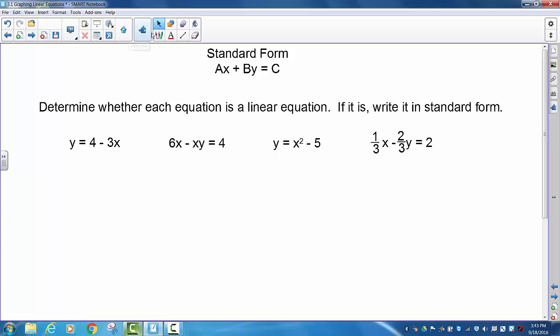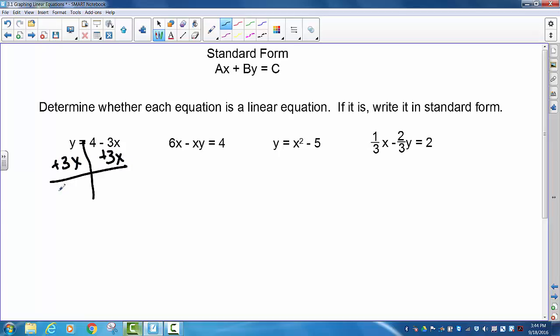So, let me get a marker here. If we want to rewrite this so that it says ax plus by equals c, we've got to have the x over here on this side. So that means we're going to add 3x, and that gives us 3x plus y equals 4. And that's in the standard form.